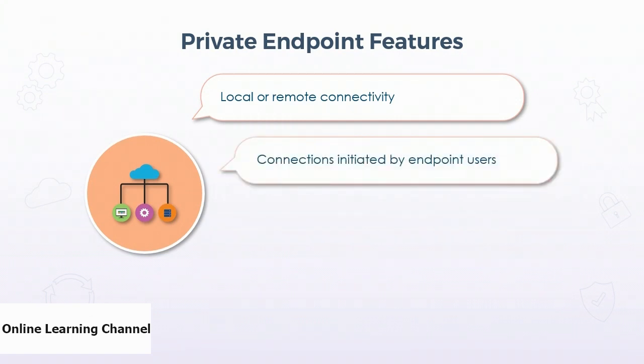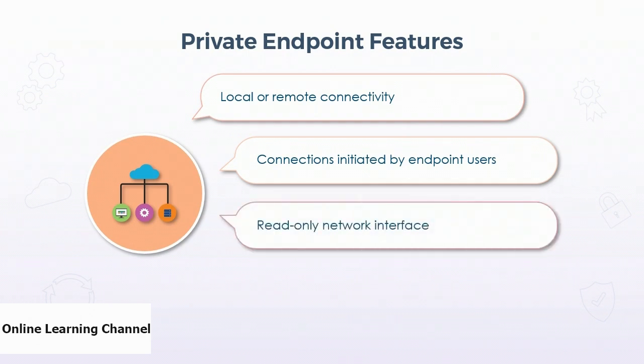Connections are initiated by endpoint users. These network connections can only be initiated by clients who connect to the private endpoint. Service providers can't route into these private endpoints, so connections can only be established in one single direction. And again, that ensures the security that we're looking for.